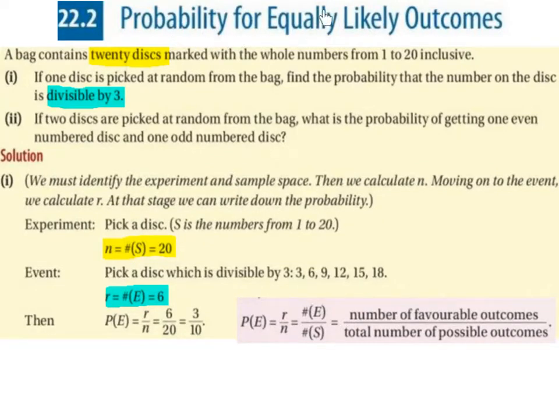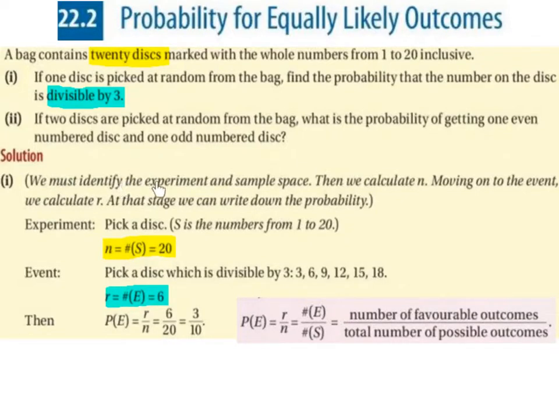Probability for equally likely outcomes. A bag contains 20 discs marked with the whole numbers from 1 to 20 inclusive. Part 1. If one disc is picked at random from the bag, find the probability that the number on the disc is divisible by 3.